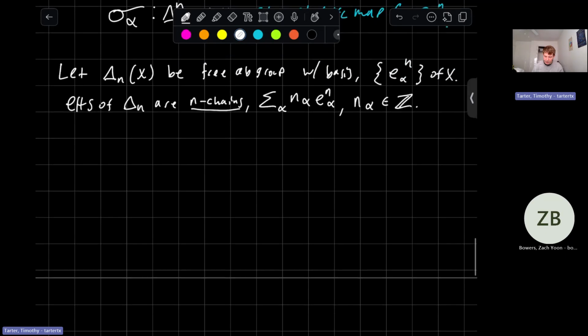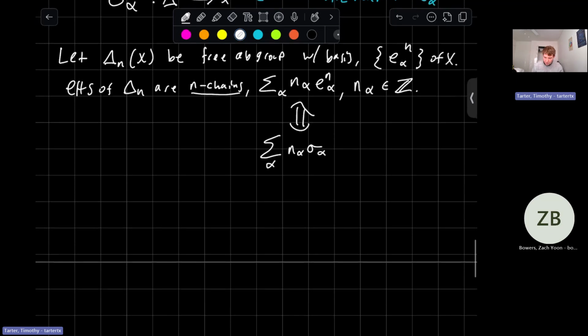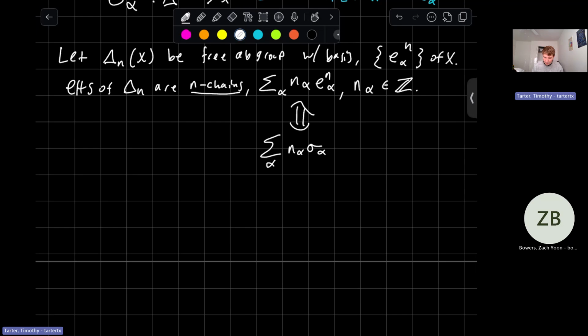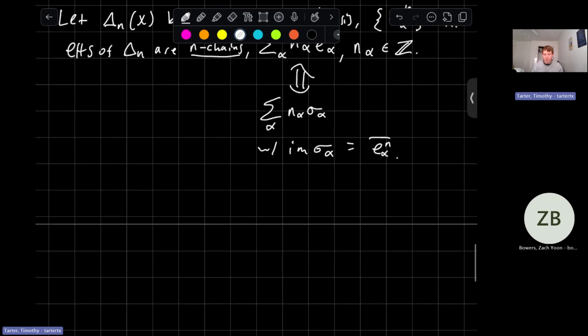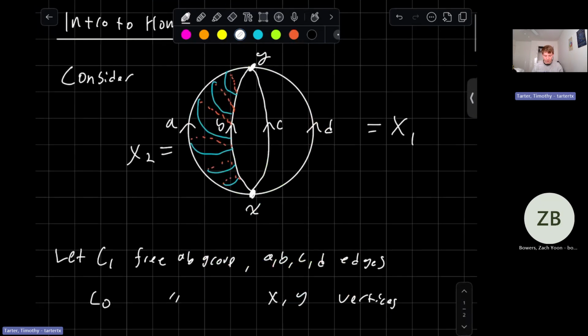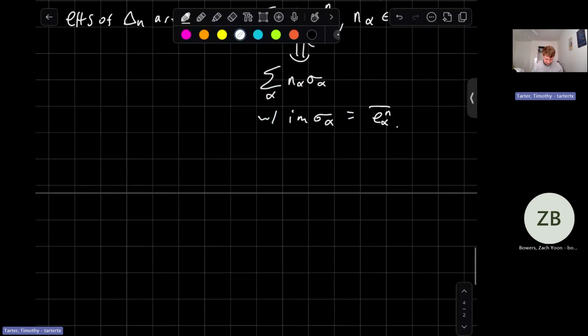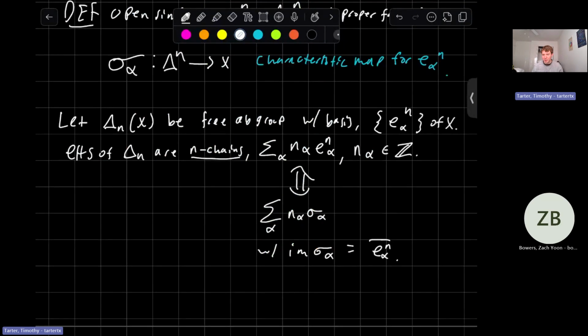Equivalently, we could write that this is still summing over alpha, n alpha, sigma alpha, with image of sigma alpha equal to the closure of E alpha n. Okay, this is doing the same thing that we were doing up here. This is just a really weird way to say it. I like the algebraic geometry way of this better.